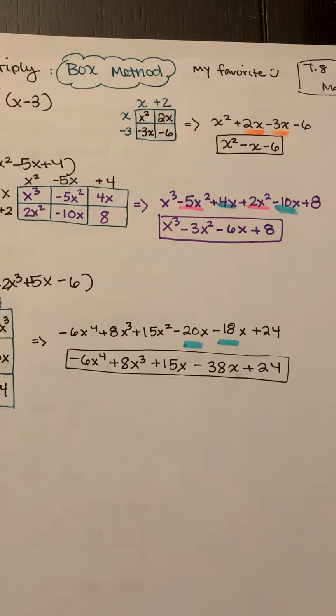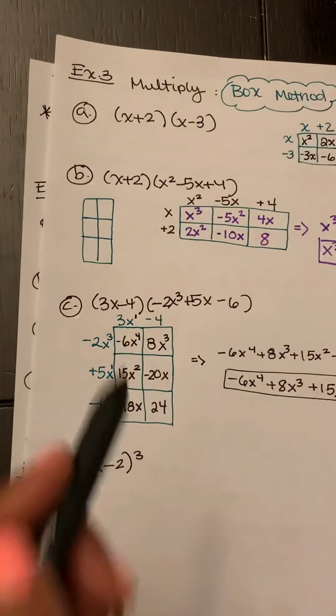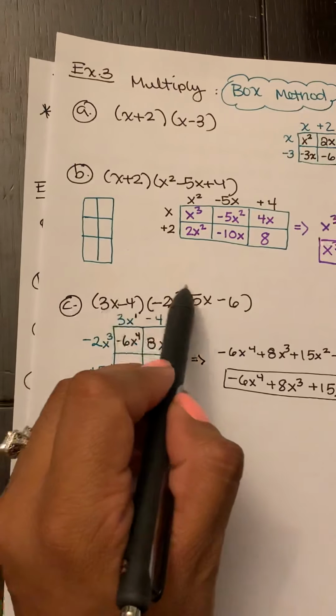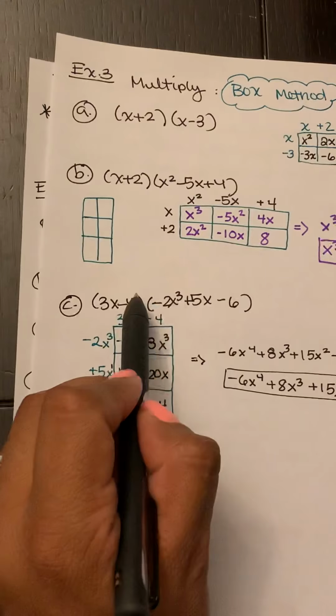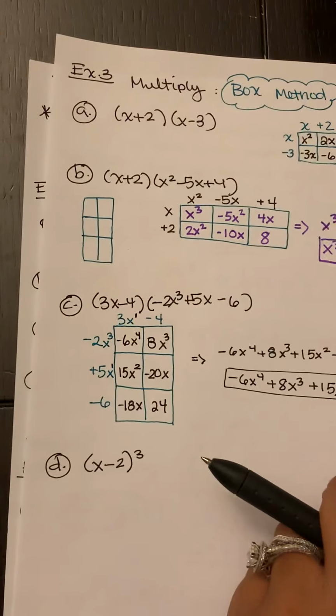It was long, but it is doable as long as you guys organize your work. Again, you can use the box method for this one. You can use the rainbow method. What does that look like? It means that you're taking this first term, multiplying it by the 3 terms, and then you're going to take the negative 4, multiply it by the 3 terms, and combine like terms. Okay, and if you do the math correct way, you're going to get the same answer.